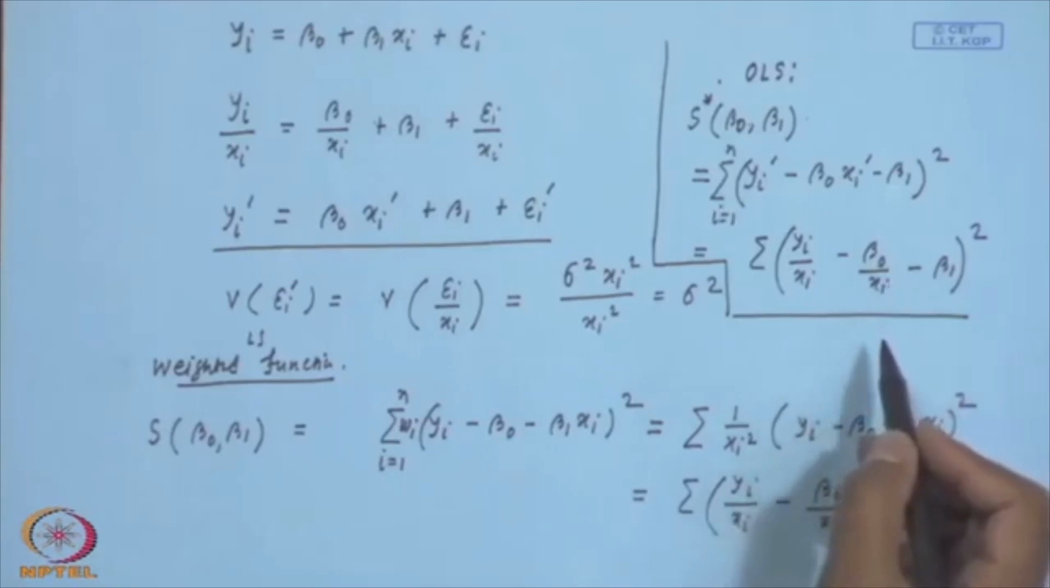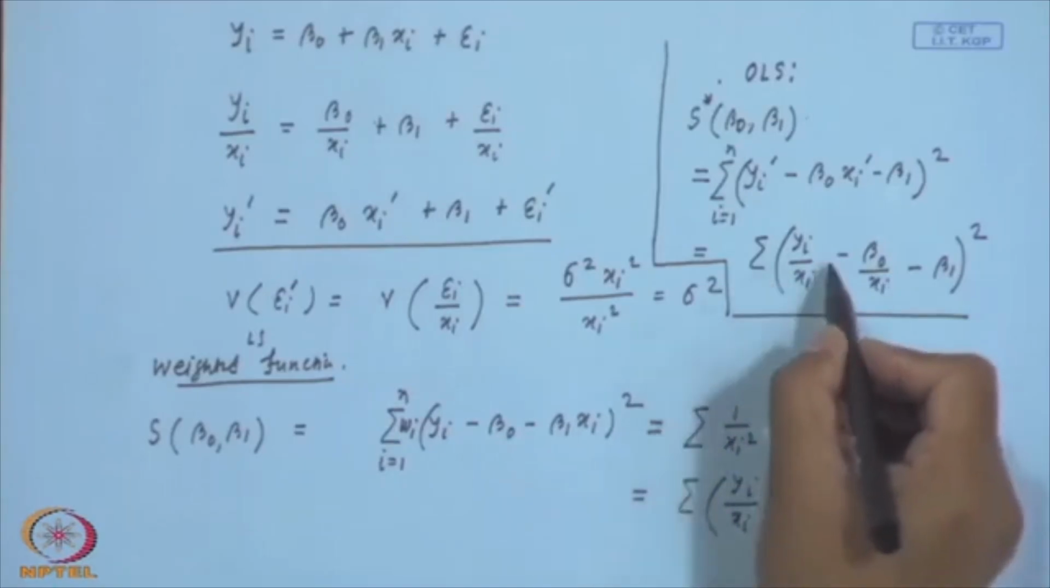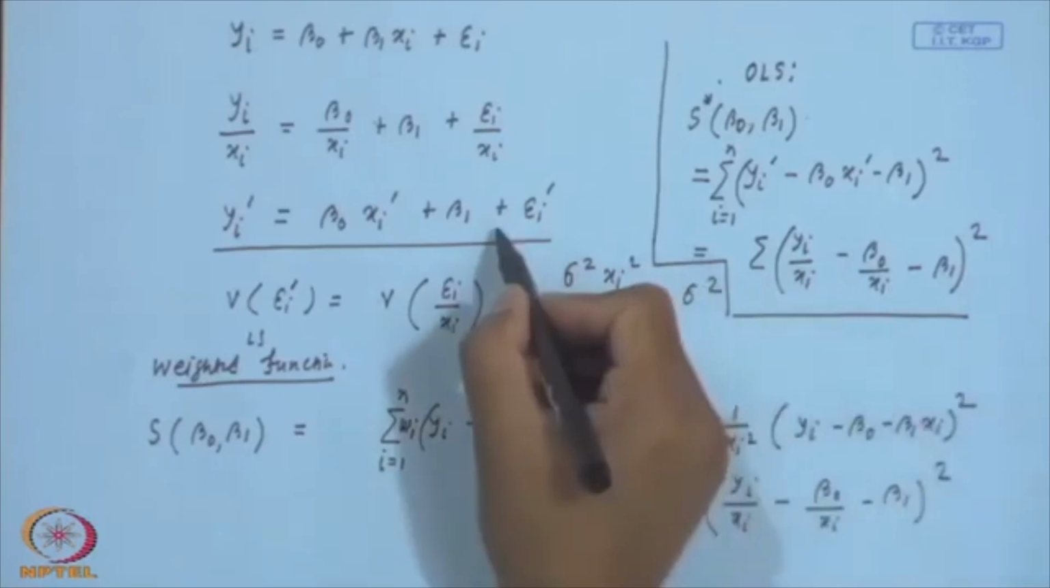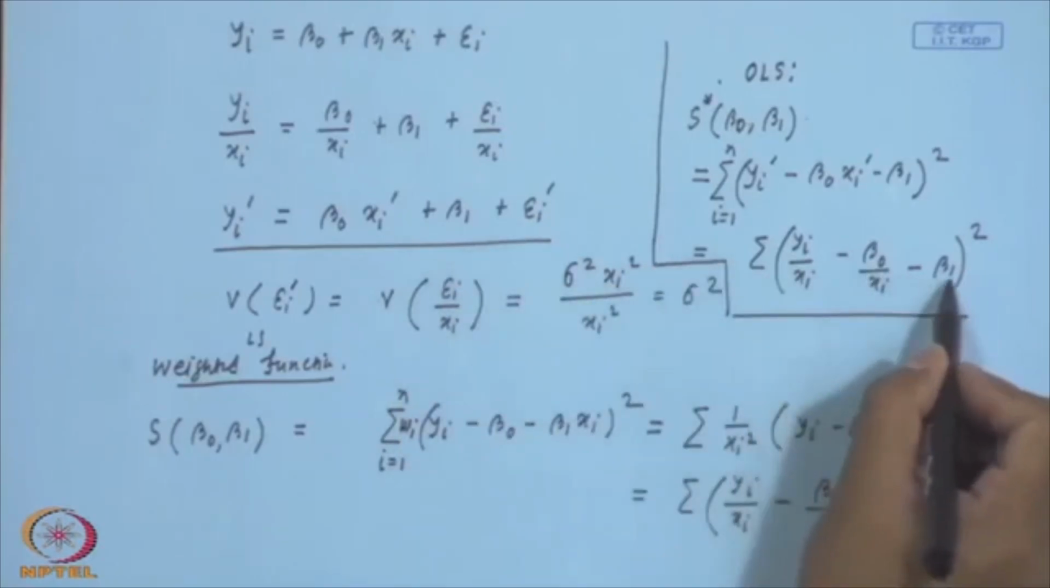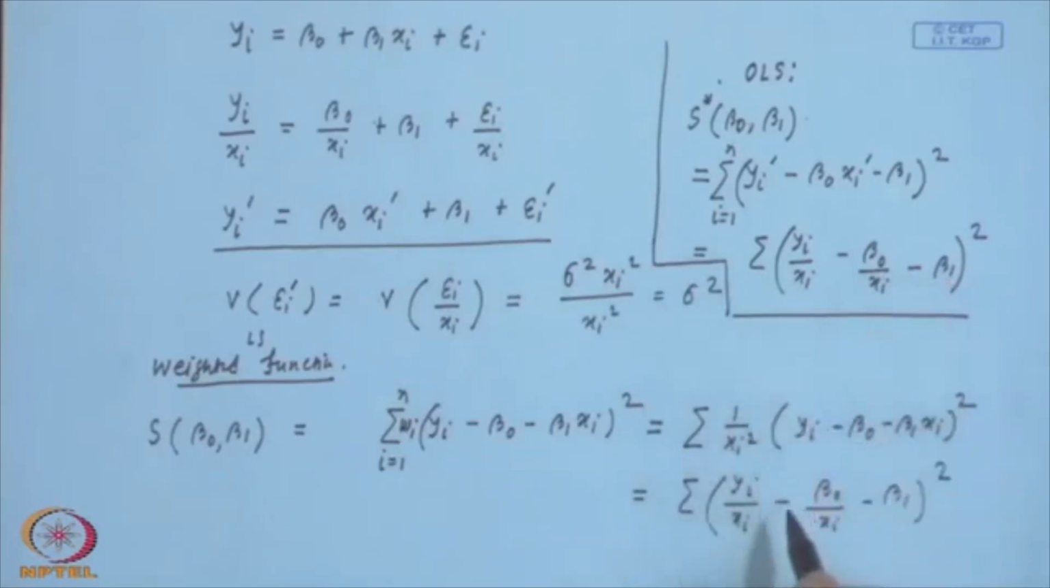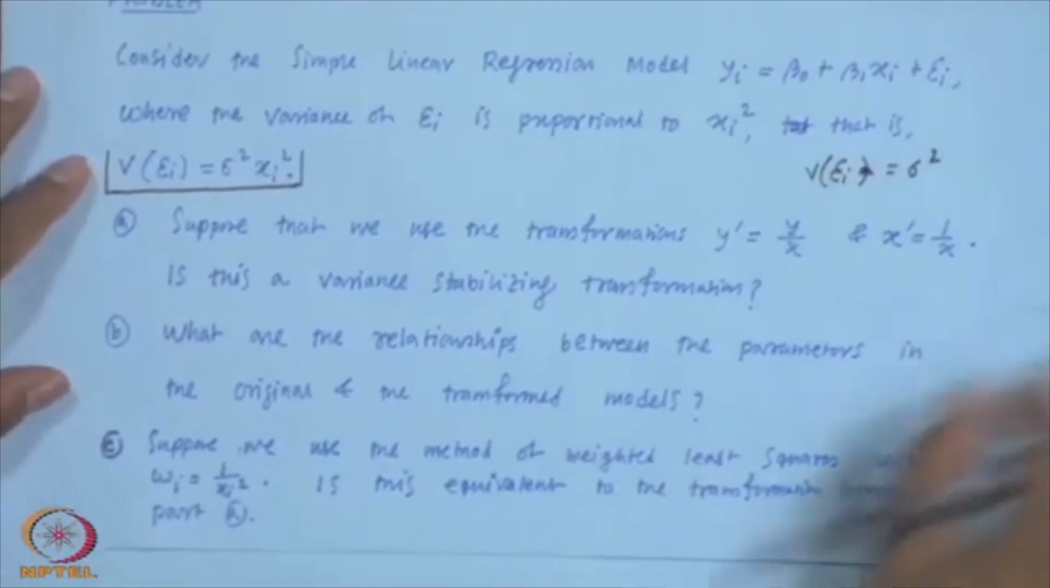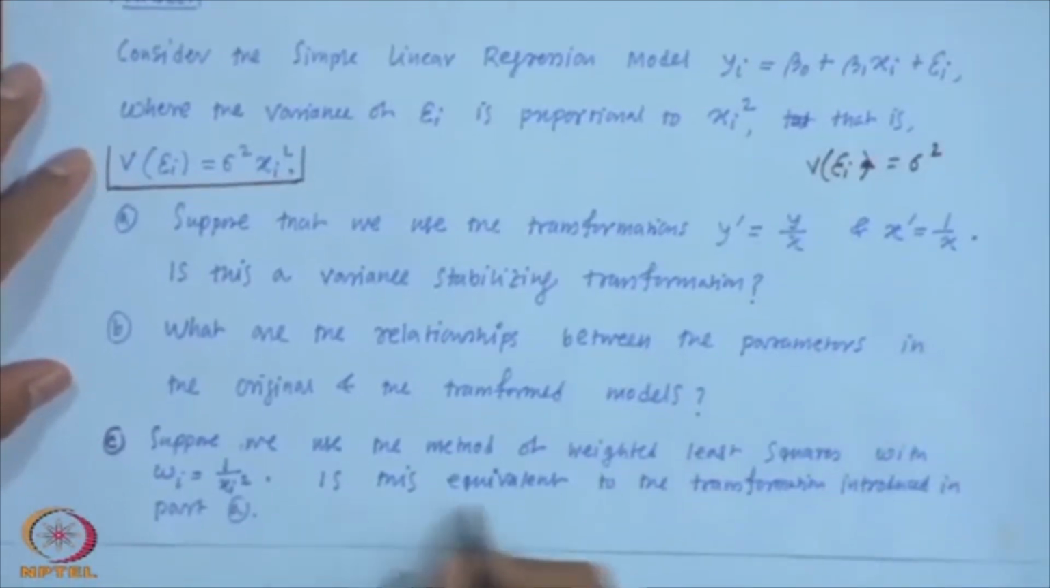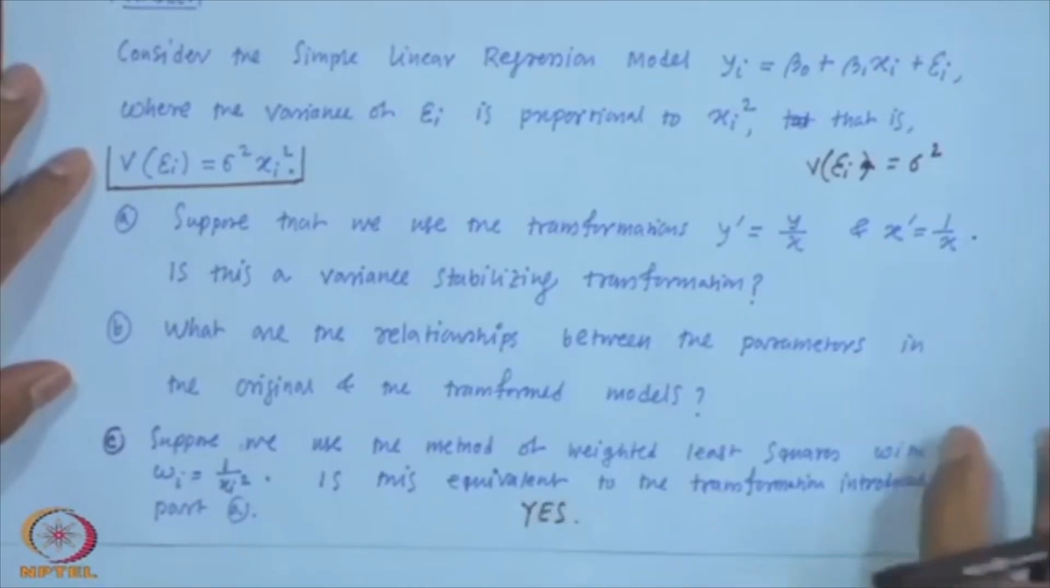So, the function we are considering in the transformed model to estimate beta naught and beta 1 is the same as the function we are considering to estimate beta naught and beta 1 using the weighted least square technique. So, the answer to problem part 3, is this equivalent? The answer is yes, it is equivalent.